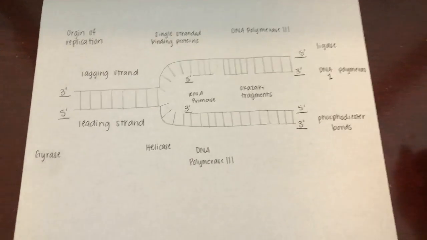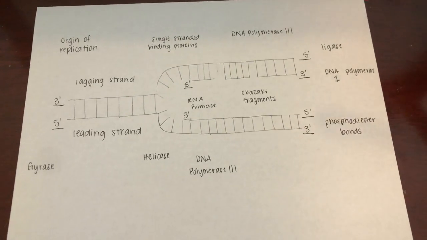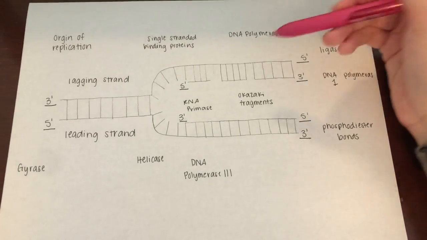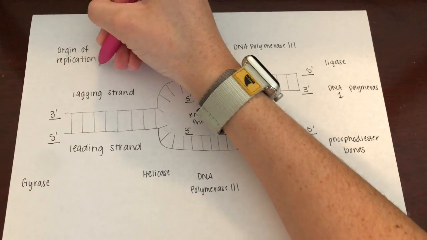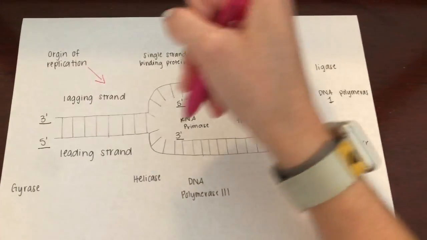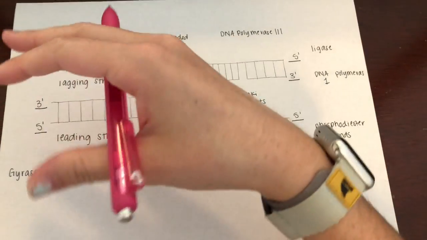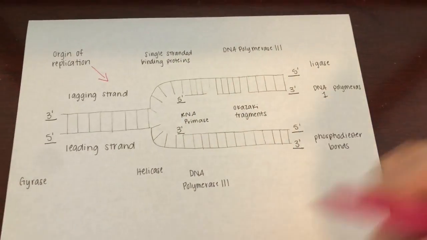Alright, so here we have a DNA replication diagram with all of our terms already written out. We're going to go through and label where they belong on the actual diagram. So the origin of replication is this whole thing. It's where the DNA replication is occurring on the DNA strands.